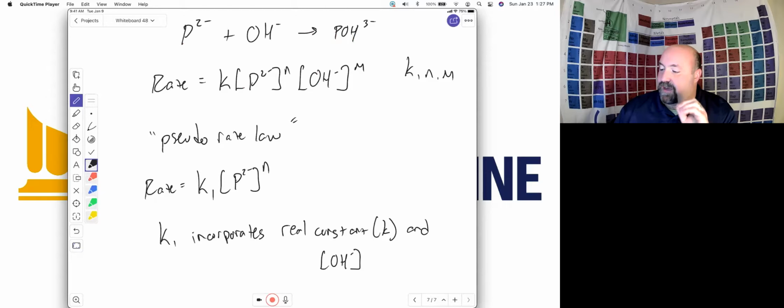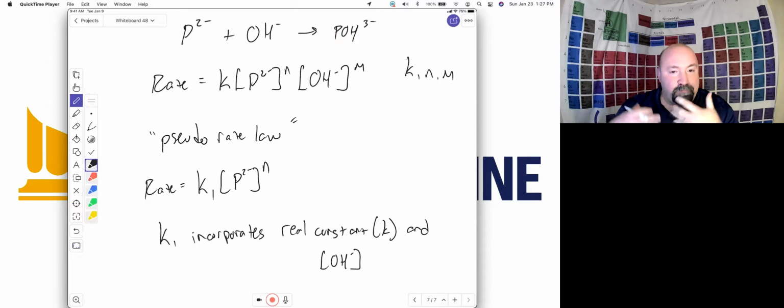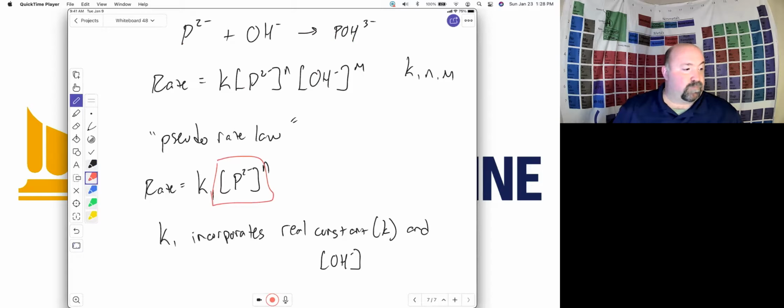But so what we can do then, that leaves us with a way to devise an experiment in which now we're only concerned about the concentration of one of the reactants. And this K1 wraps all of that in. And we'll talk about how we then get from the K1 to the real K that we're actually looking for. But this gives us a way to just worry about one reactant. And so it does leave us with a need though, to be able to find the concentration of the P2 minus.